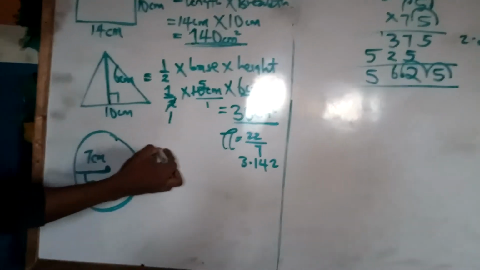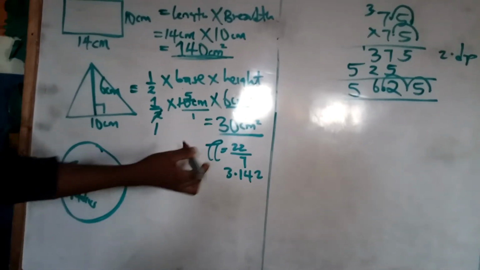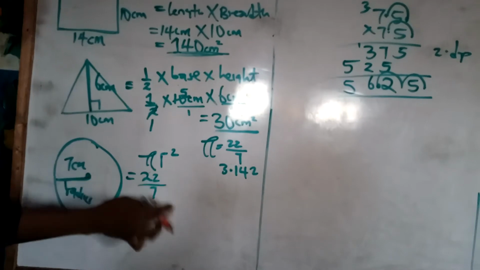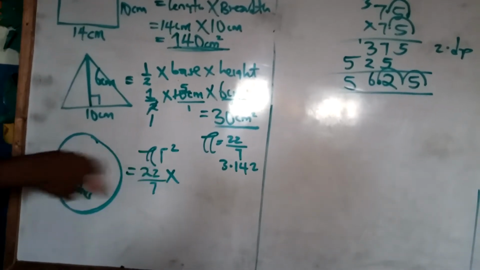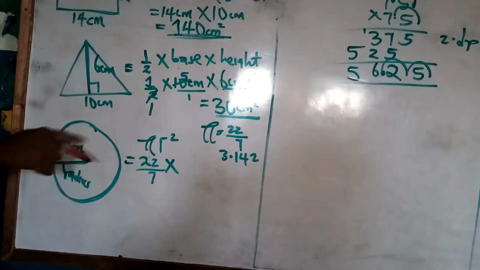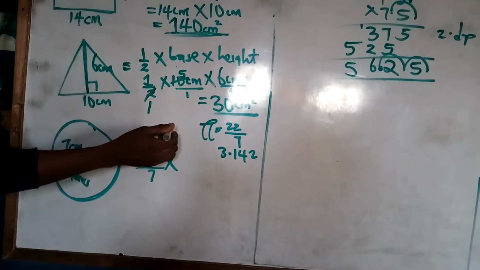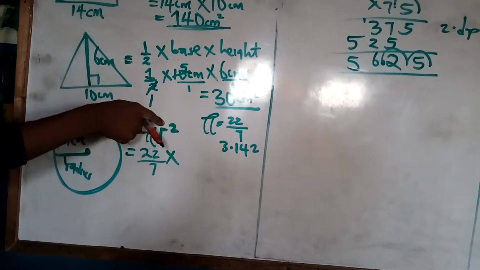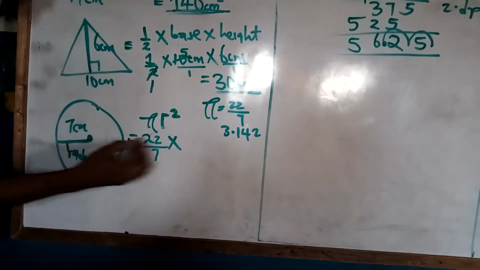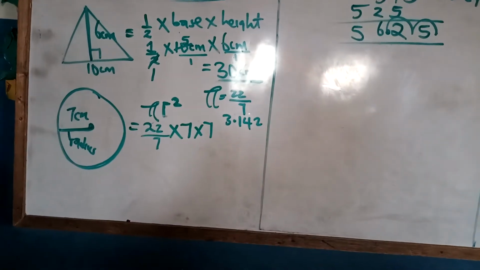Now let's apply the formula, which is pi r squared. Our pi represents 22 over 7 times the r, which means radius. The radius is 7 centimeters. Remember, the formula says it should be multiplied by itself, it's raised to power 2. So that means our 7 should be multiplied by 7.